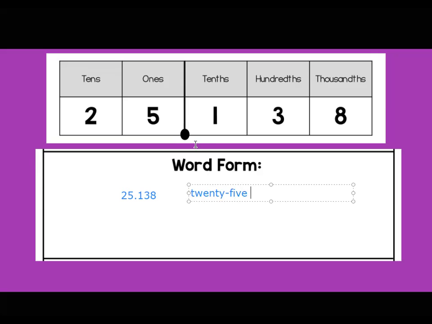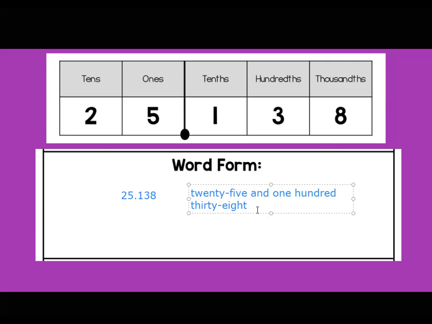25. When we see that decimal, we read that as "and." That's how we know that we have a decimal in our numbers. We hear that word "and." So 25 and is what we would type next. And then we want to focus on what comes after the decimal. Well, I want to look at this three-digit number that comes after the decimal. How would we read this three-digit number? Well, we would read that as 138. So that's what we would write next, 138.